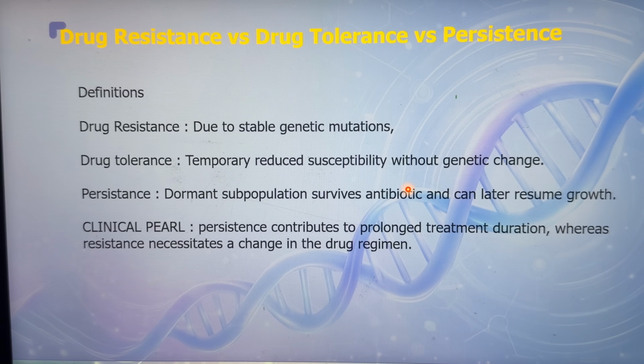Let's define these three terms precisely. Drug resistance: a genetically determined, stable, and heritable reduction in susceptibility caused by chromosomal mutations. Drug tolerance: a transient phenotypic state where bacteria survive antibiotic exposure without any genetic mutation. And persistence: a small dormant subpopulation survives therapy and can resume growth once favorable conditions return. The key distinction is simple. Resistance requires a change in the drug regimen, whereas persistence primarily requires adequate duration of effective therapy.